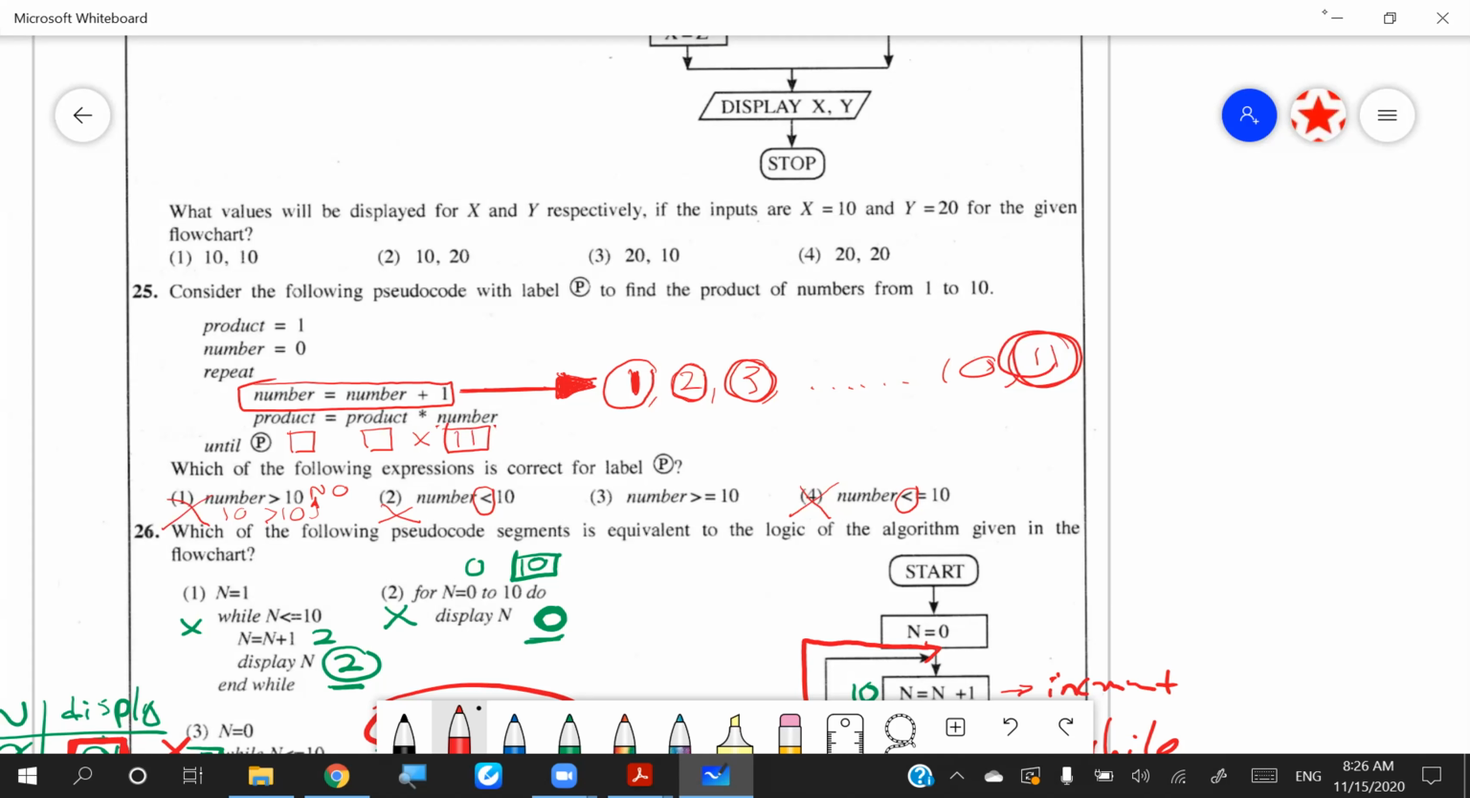But in here, when number is less than or equal to 10, when you have the value 10, it is equal to 10. Number is equal to 10. So the condition is true. Iteration stops. So you can go with the third answer.